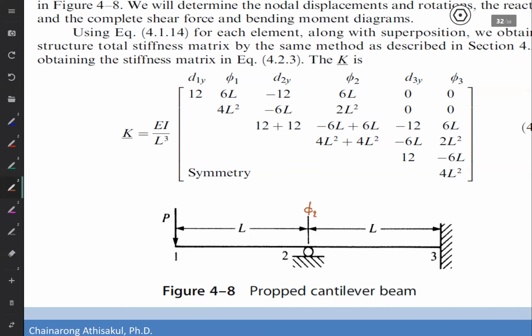When we assemble them together, we have 3 nodes, and each node has 2 degrees of freedom, so the total stiffness matrix is 6 by 6. The first rows are for node number 1, then node number 2, then node number 3, and the matrix is symmetric. After that, we obtain the total stiffness matrix, and now we have to apply the boundary conditions.